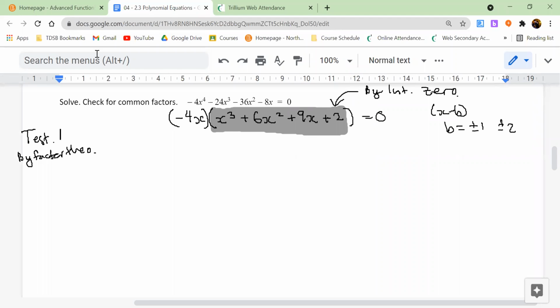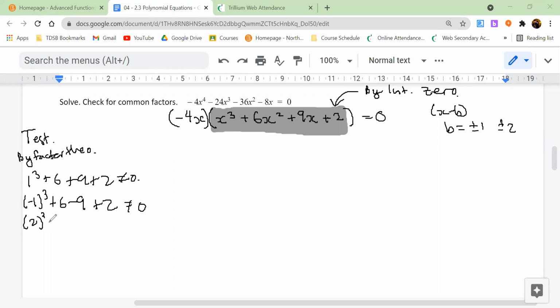So by factor theorem, I'm going to test if 1 will make this gray portion a 0. So it's 1 cubed plus 6 times 1 squared is 6, plus 9, plus 2. That is not a 0. I will test -1. Then -1 cubed, and then -1 squared times 6 is +6. -1 times 9 is -9, and plus 2. That is not going to be 0.